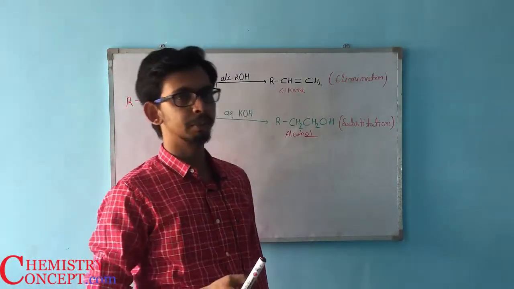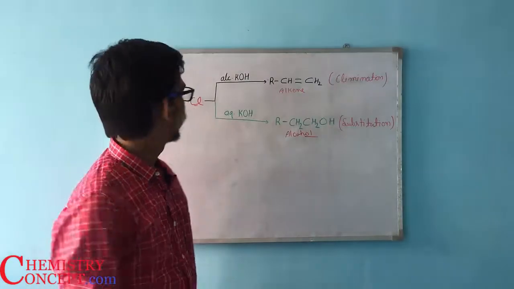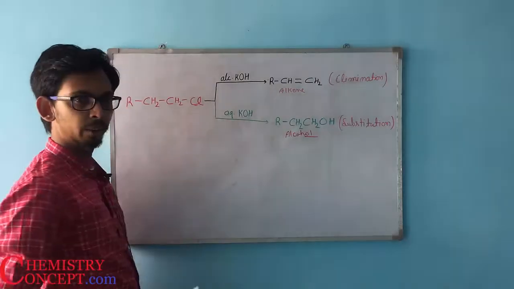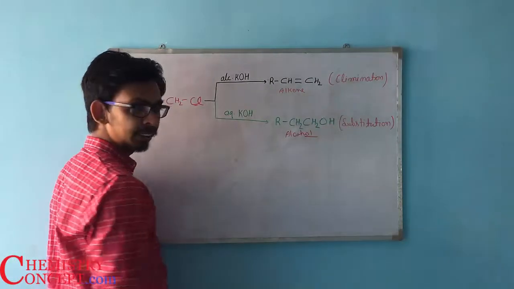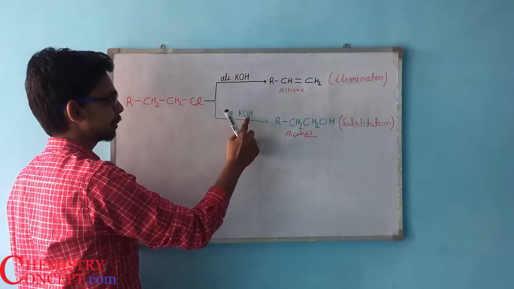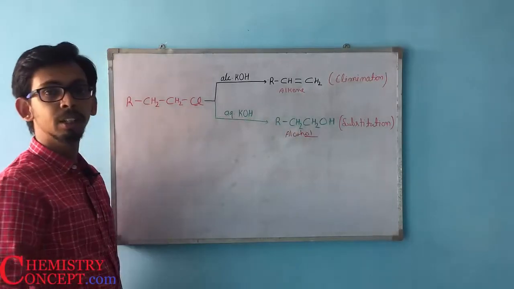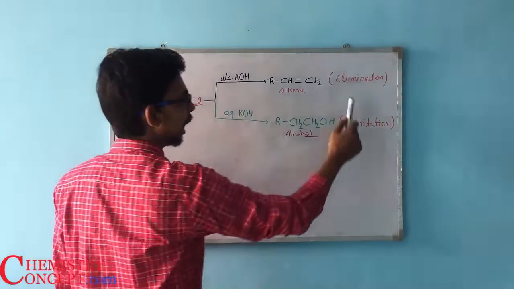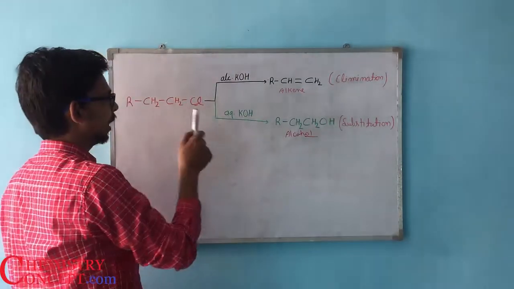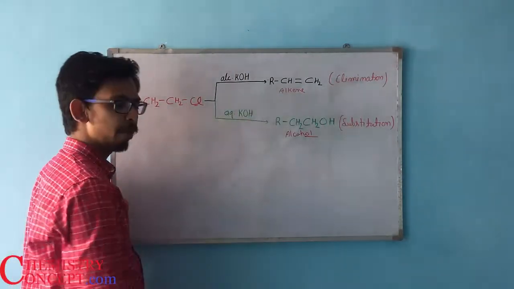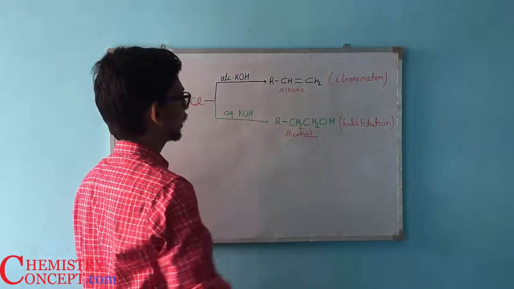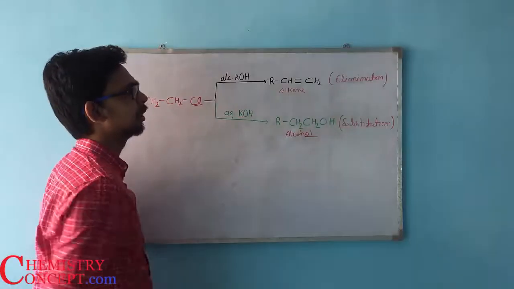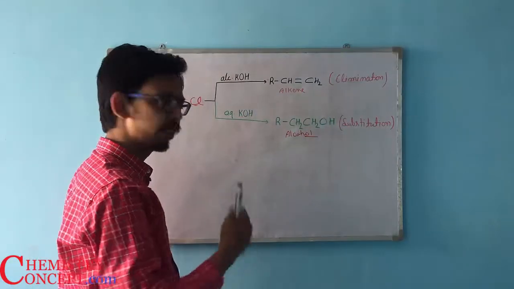We are going to discuss a very important question, not only for the board exams but also for the competitive exams. Whenever we react alkyl halide with aqueous KOH, a substitution reaction takes place, or Cl is replaced by OH, and alcohol is formed. But when we use alcoholic KOH, elimination takes place. H and Cl are removed to form alkene. So why so? Why in one case is alcohol formed by substitution, but in the other case elimination takes place? We are going to discuss this.